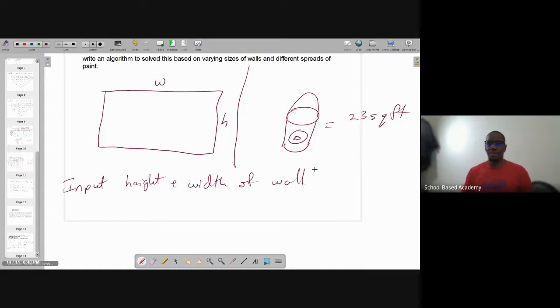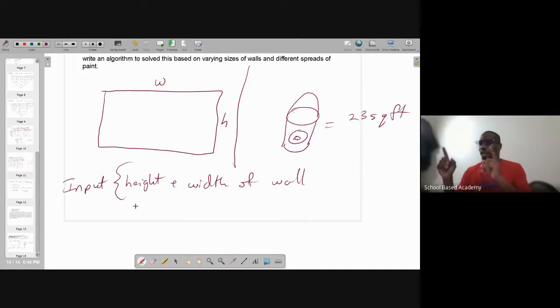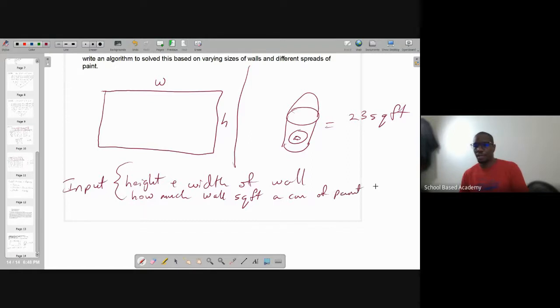And we also have to input what? There's more than one thing that we have to input. How much paint are you using? How many buckets of paint? Right. How many square feet one can of paint will cover? So how much wall in square feet a can of paint will cover? So these are the two things that we have to input into our program, right? This is what we know.